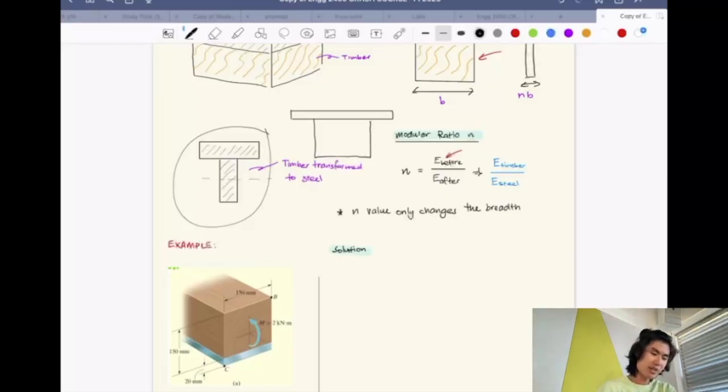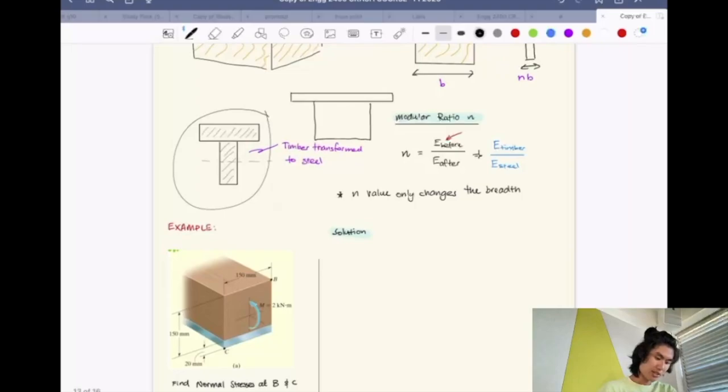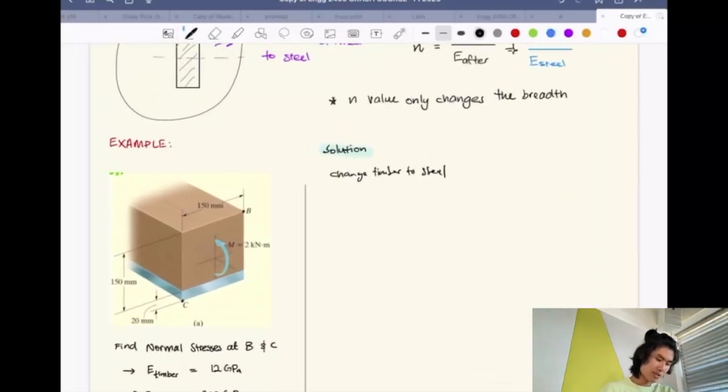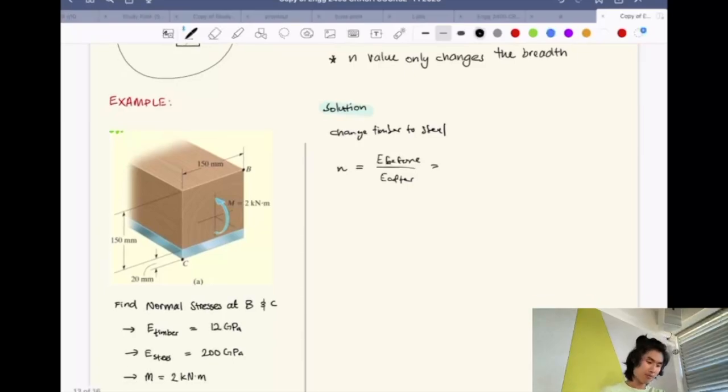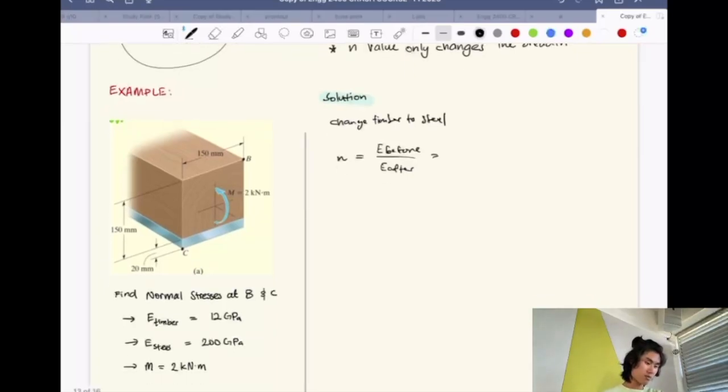Okay, yeah, you can do it either way if you want. Let's change the timber. Okay, so changing timber to steel. E before, E after. What would this be? It would be 12 over 200. And you don't need to convert this into MPa or kPa, it's just a ratio. So yeah, you don't need to worry about any conversions there.